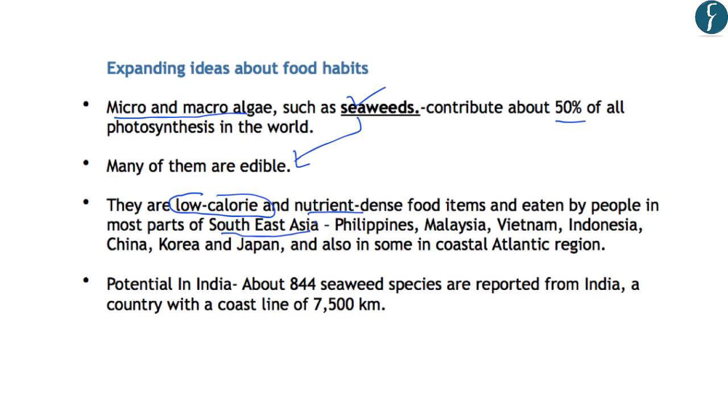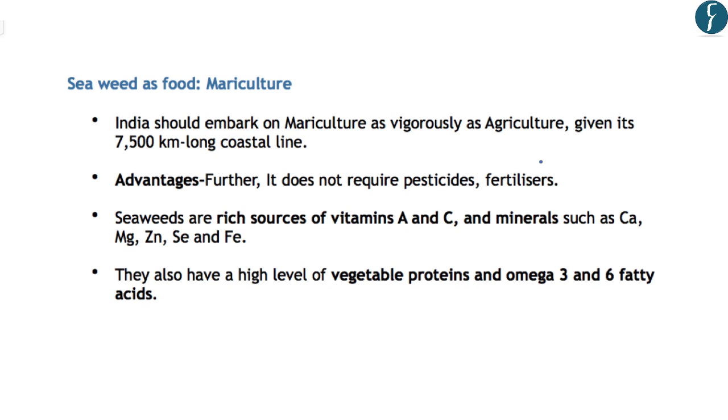It is in this background that India has 844 seaweed species, and with its 7,500-kilometer coastline, it provides immense potential or great possibilities for the cultivation of seaweed in India through the maricultural practices. Now, there are certain advantages of mariculture, and also there are various benefits of adding the seaweeds which are produced through the mariculture in the foods.